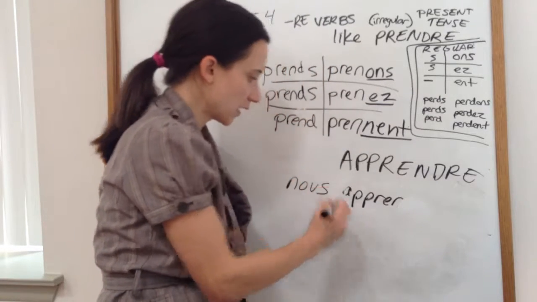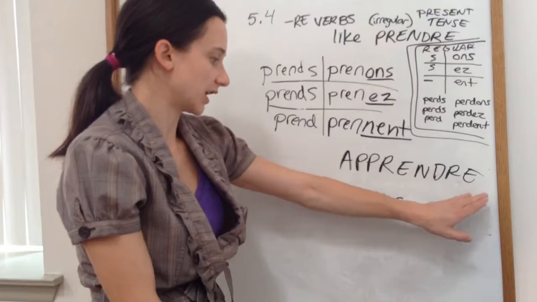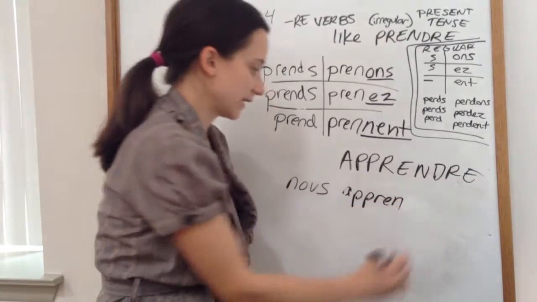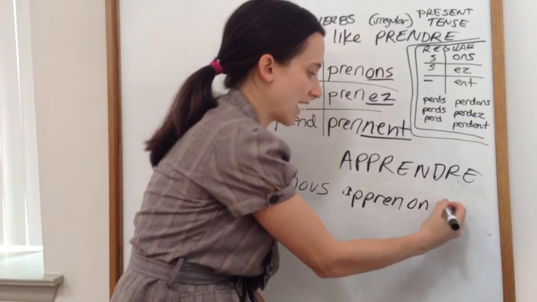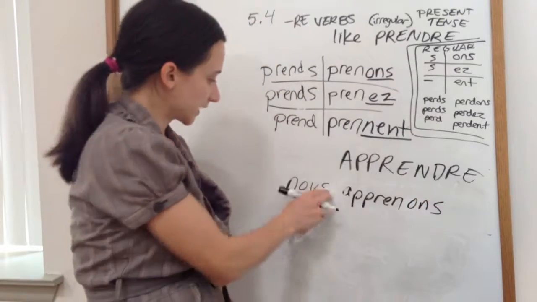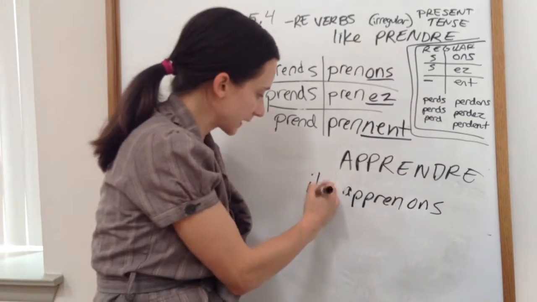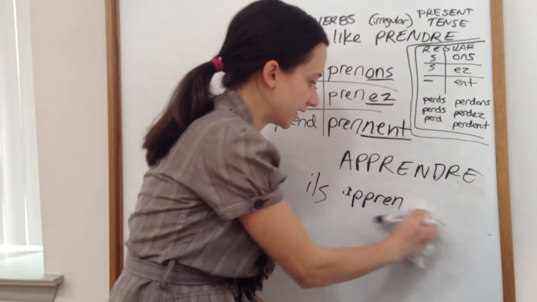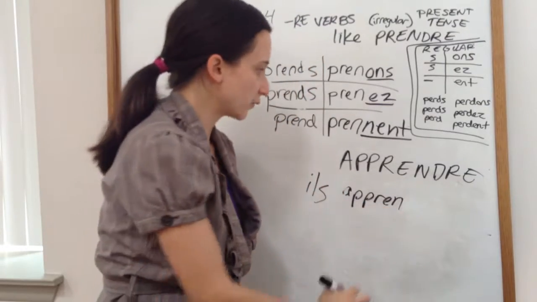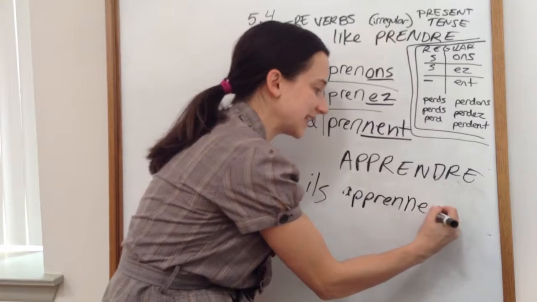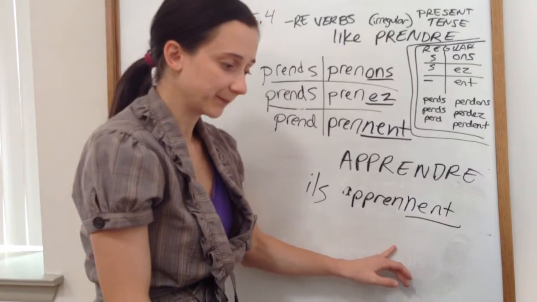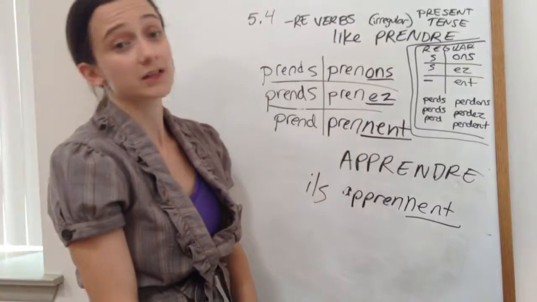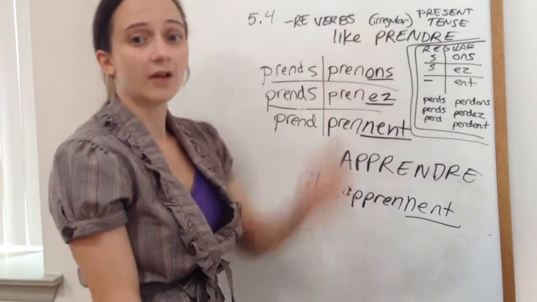If you were saying nous, we are learning, nous apprenons. We would take off the DRE, that's an N, and then we would add just the ONS. If we were saying il, we would again take off the DRE and we would add N-E-N-T, add an extra N, ils apprennent. And that's all there is to the irregular RE verbs.